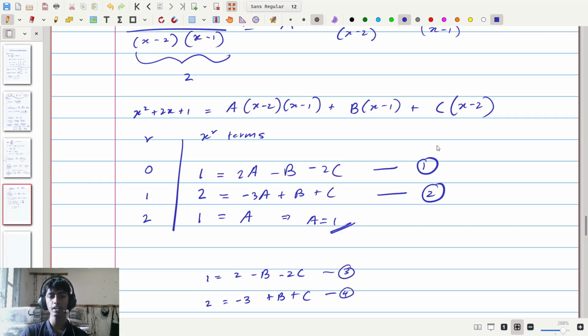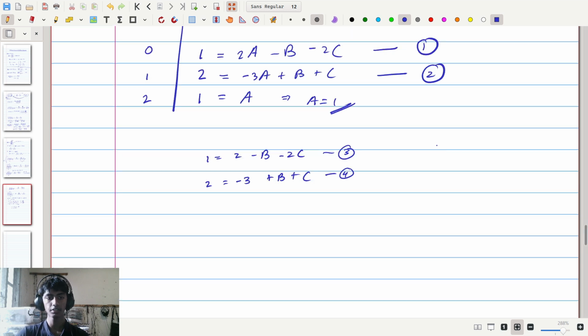If we add 3 and 4 together, we get something. Let's just try 3 plus 4. If we do 3 plus 4 on the left side, we have 3. On the right side, we have 2 and a minus 3, so that's minus 1. The b's cancel, so we have no b's. And minus 2c plus c will give us minus c. So we have 3 is equal to minus 1 minus c. So 4 is equal to negative c, meaning that c is equal to negative 4.